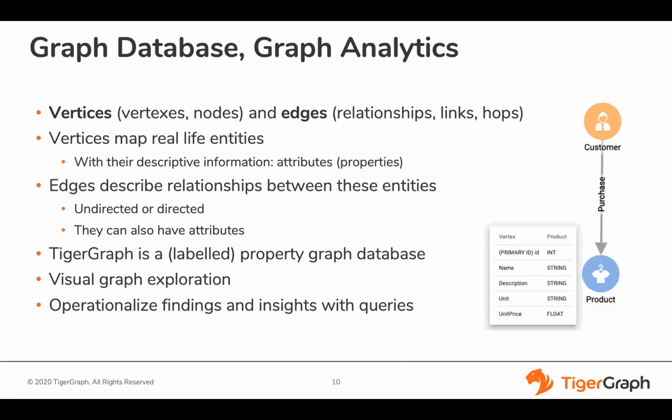Edges can also have attributes or properties, just like vertices. And this latter feature, having properties or attributes, makes TigerGraph a property graph database. These properties of both vertices and edges can be used for filtering, sorting, and aggregations, and in various built-in and user-defined functions and algorithms.